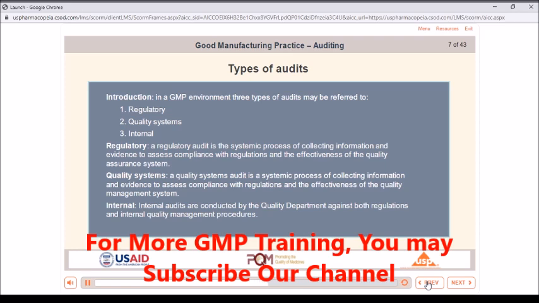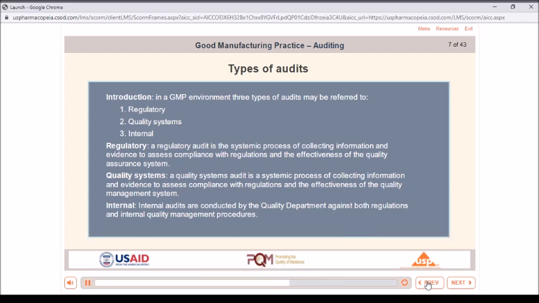Quality systems. A quality systems audit is a systemic process of collecting information and evidence to assess compliance with regulations and the effectiveness of the quality management system. Internal. Internal audits are conducted by the quality department against both regulations and internal quality management procedures.